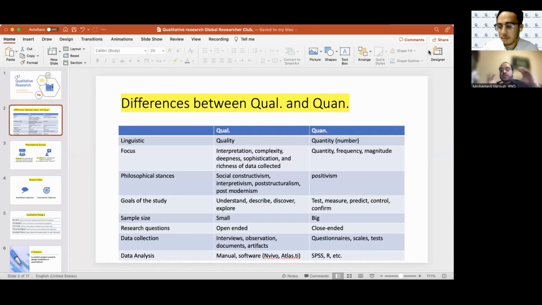Now, this takes us to the sample size. Since I'm not interested in qualitative research to test or measure or predict or control all these things, when it comes to the sample size, do I really care about the number? No. The word number is not of interest to qualitative researchers.